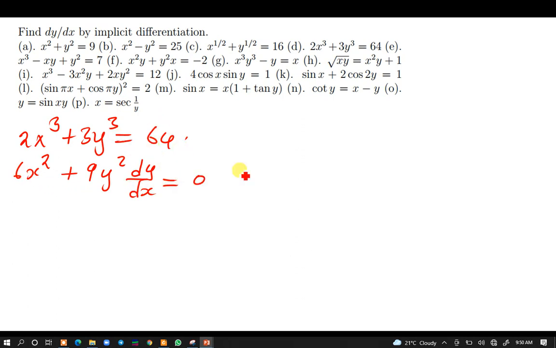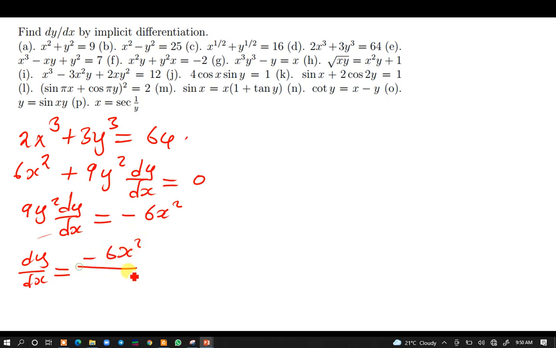So we take this 6x squared to the other side of the equal sign, so that on the left we remain with 9y squared dy dx. And then this is equal to negative 6x squared. So we divide everything by 9y squared, so that we remain with dy dx this side. So dy dx is simply just going to be negative 6x squared, everything divided by 9y squared.